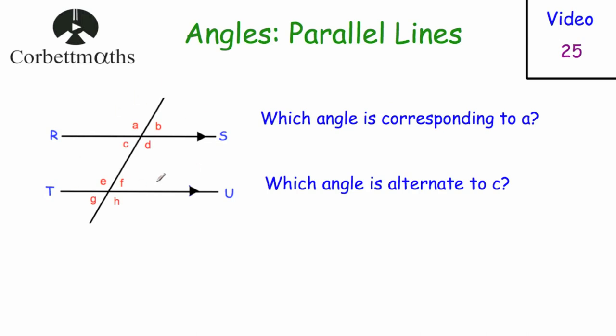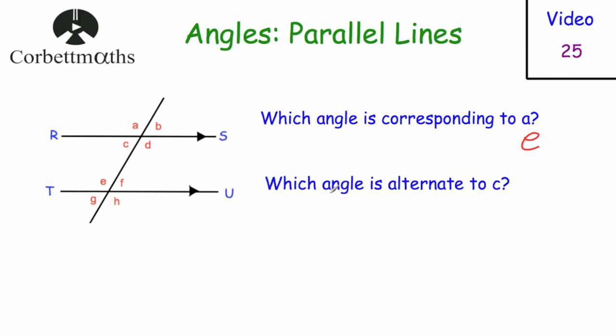So here we've got a question just to practice so we remember which one's which. We've got our two parallel lines, RS and TU, and that straight line that crosses them. And we've been asked to find which angle is corresponding to A. So we've got A here, and A is the top left angle in this little section here. So if we look at the angles at the other line, the angle in the top left there is E. So A and E are corresponding to each other. B would be corresponding to F, D would be corresponding to H, and C would be corresponding to G.